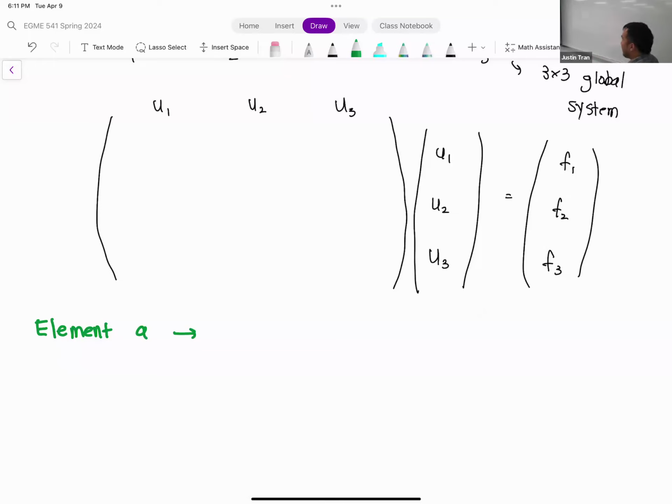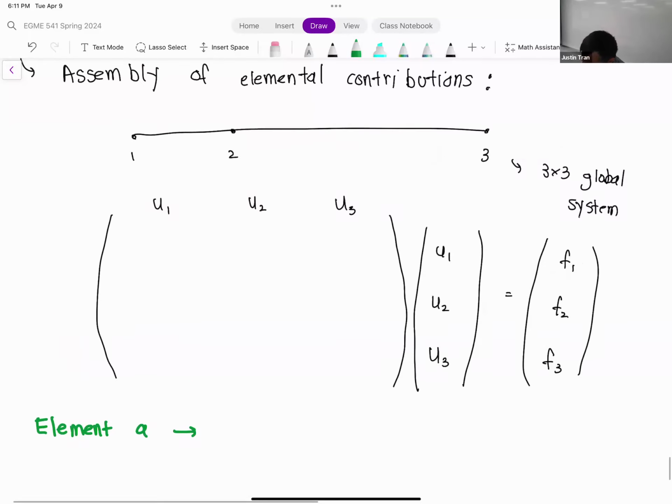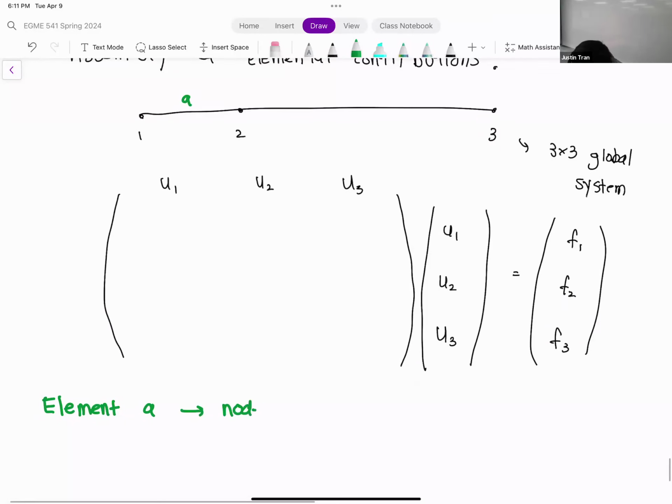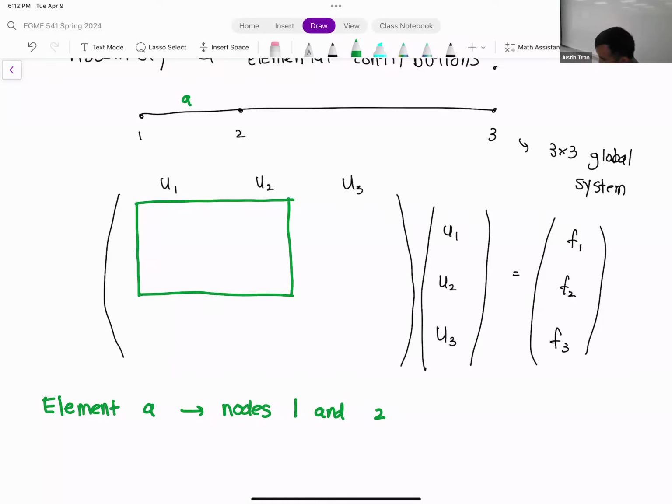Okay, so let's start with element A. Element A we know is connected to nodes 1 and 2. This is element A. So element A is going to be this section right here. The other thing that we're going to have to do now is assemble the element forcing vectors as well. So it's going to take up that portion there as well.